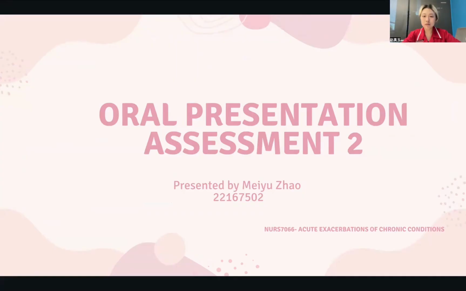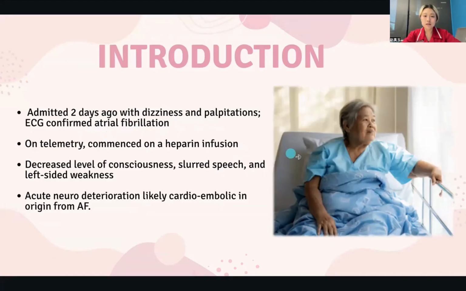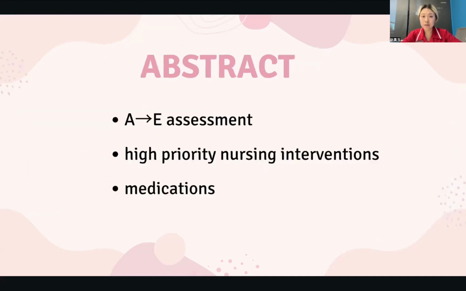Today I'm going to give the presentation about an embolic stroke patient. The patient was admitted 2 days ago with dizziness and palpitation, and she was confirmed with atrial fibrillation. She's on telemetry and commenced on heparin infusion, and she got a decreased level of consciousness, slurred speech, and left side weakness during the night shift. So she has acute neurological deterioration, cardioembolic in origin from the atrial fibrillation.